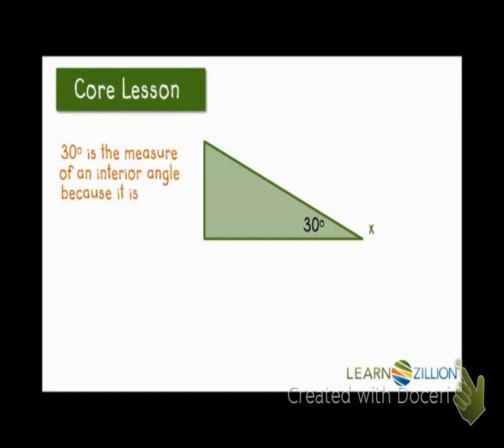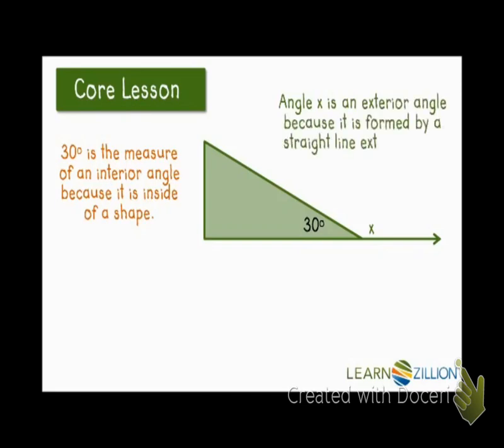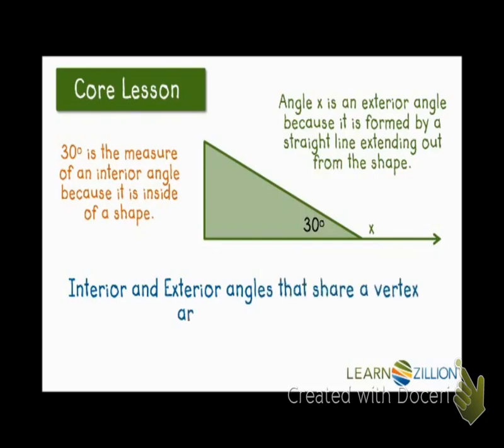And we want to remember that 30 degrees is the measure of an interior angle because it is inside of a shape. And here where we have angle x extending for the garden, we want to remember that angle x is an exterior angle because it's formed by a straight line extending out from the shape. And we also need to know that interior and exterior angles that share a vertex are supplemental. So let's take a look at how we can find angle x.